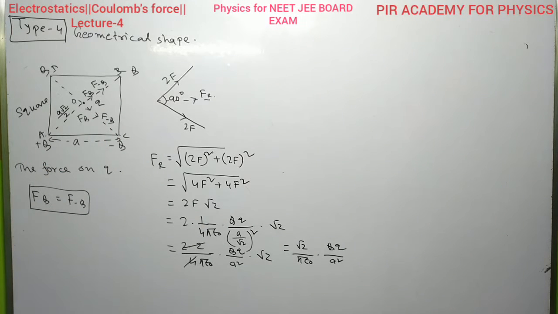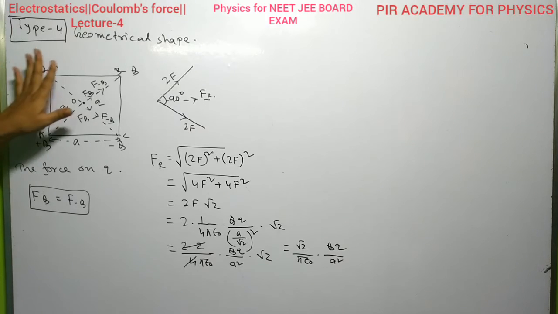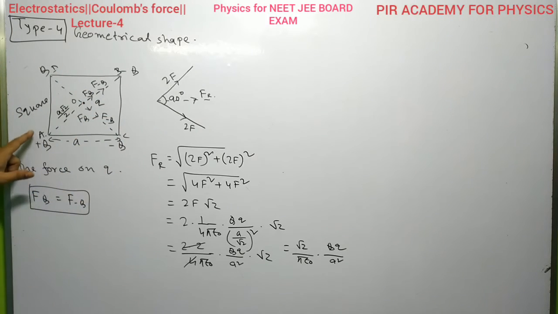Suppose this is a square, here is plus, here is plus, here is minus, here is minus, here is plus. So here I have discussed how to solve when the charge is distributed on a square.